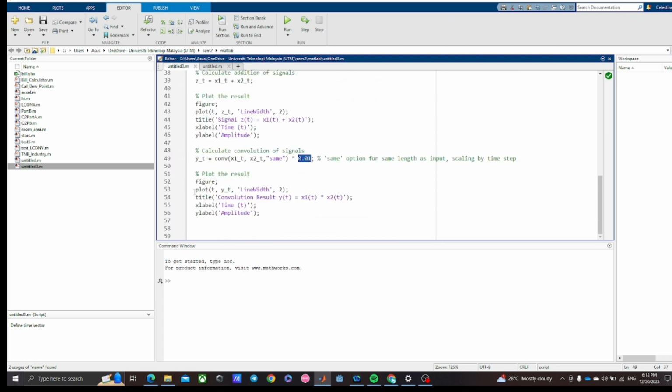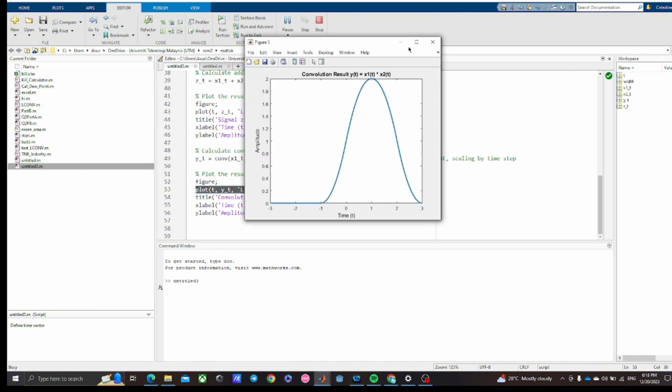So next I plot the convolution signal graph, and I label it with my title and also x label and y label. So let's run to see the final result.